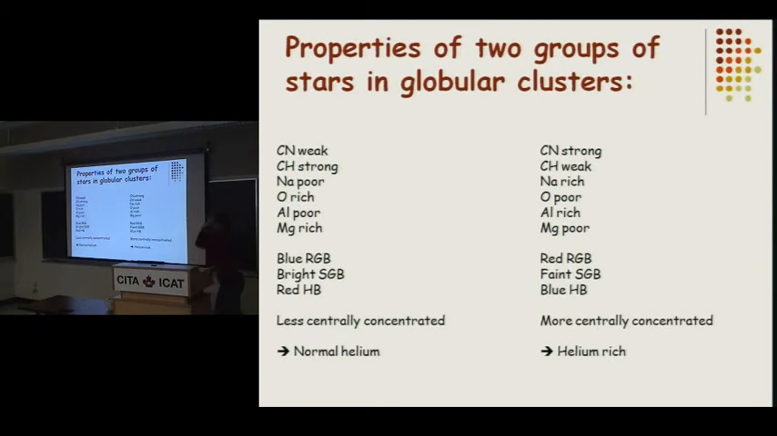Okay, so what have we got? We have two groups of stars in globular clusters. One group is weak in nitrogen, or strong in CH bands, nitrogen-poor, oxygen-rich, aluminum... are done on giants. Great, these are considered. Where are normal stars? Field stars? Field stars follow the same trend.